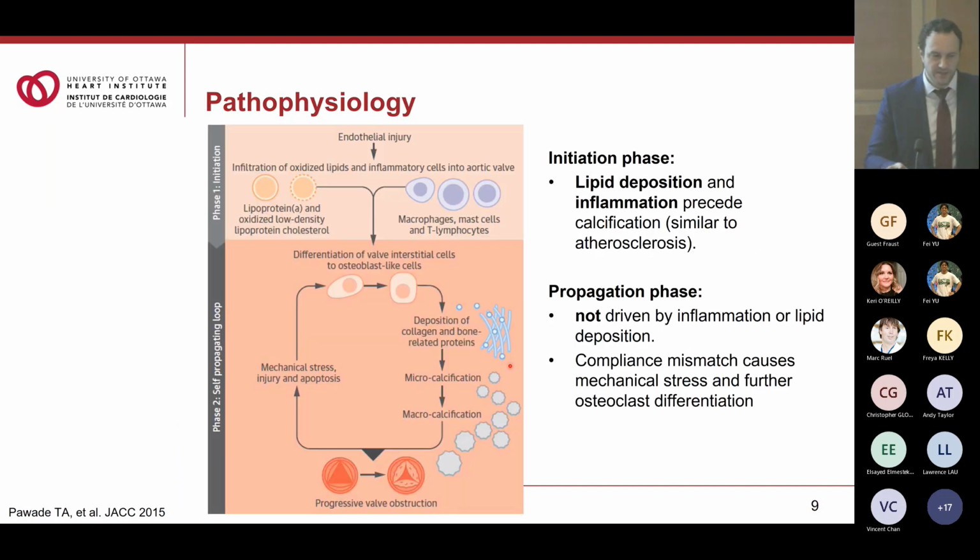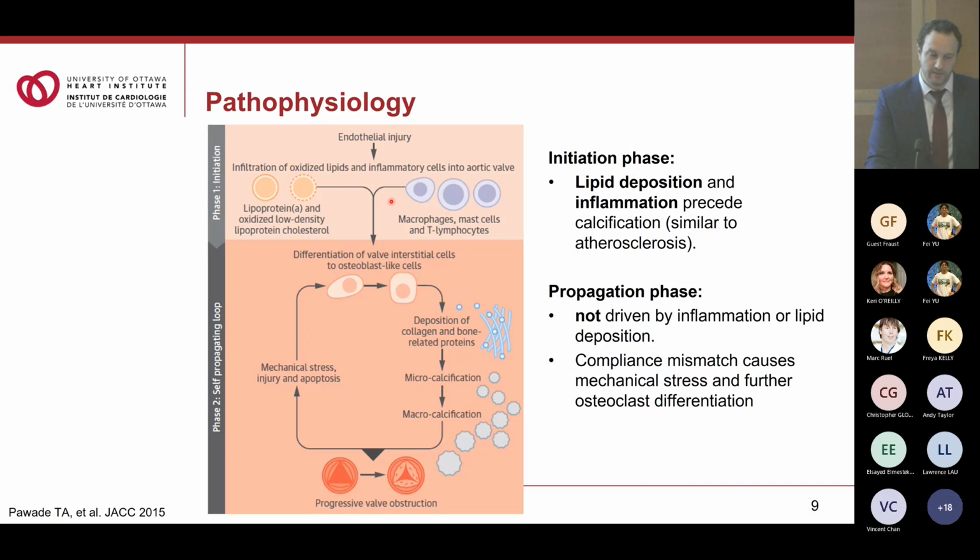That brings us to the current model for the pathophysiology of aortic valve calcification and aortic stenosis. There are really two phases: an initiation phase and a propagation phase. The initiation phase is quite interesting because it's very similar to atherosclerosis. It starts with an endothelial injury at the level of the valve that is followed by lipid deposition and inflammation. That is the initiation phase.